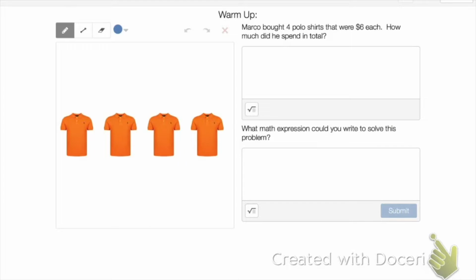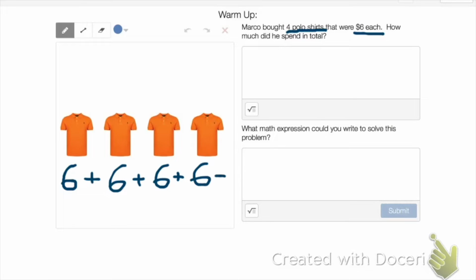Today I will teach you the lesson about multiplication rules. So let's start with the warm-up. Marco bought 4 polo shirts for $6 each. So there are two keywords, 4 polo shirts and $6 each. So if we have to pay $6 for this polo shirt, 6 for this, 6 for this, and 6 for this, we add them up, it's gonna equal 24.